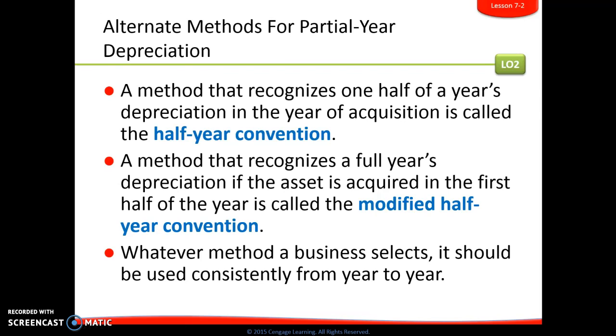Alternate methods for partial year depreciation. We have a method that recognizes 1/2 of a year's depreciation in the year of an acquisition. That's called a half-year convention. A method that recognizes a full year's depreciation if the asset is acquired in the first half of the year is called the modified half-year convention. Whatever method a business selects, though, it should be used consistently from year to year. And that's important in accounting, is we always want to be consistent with our methods.